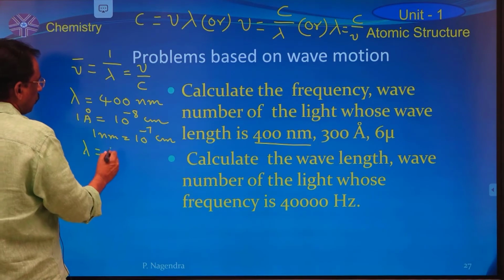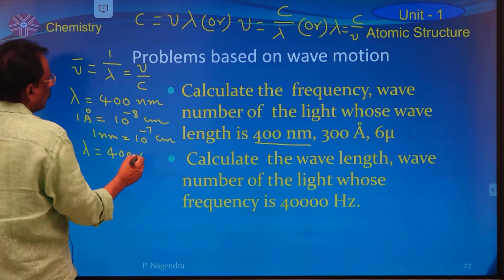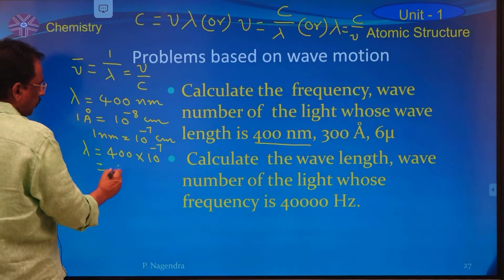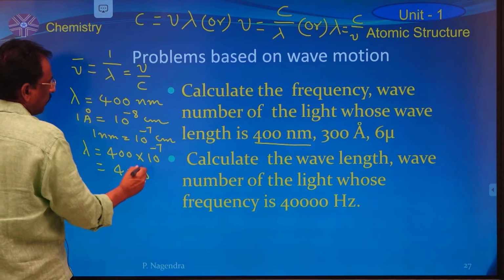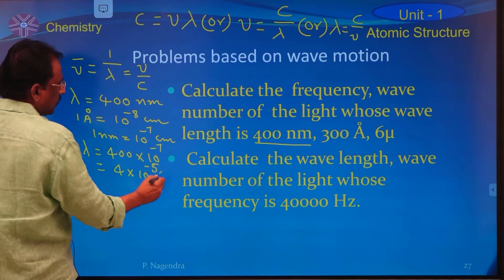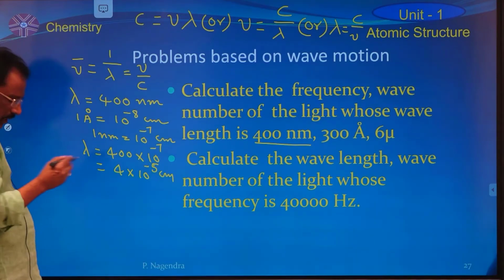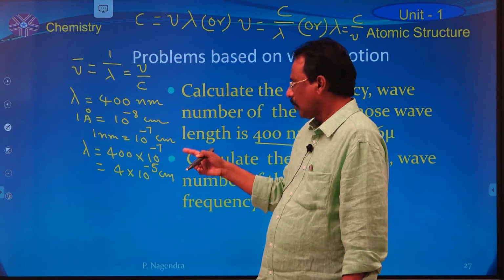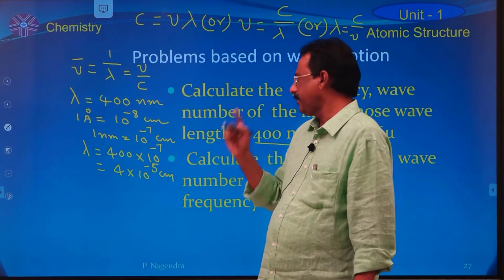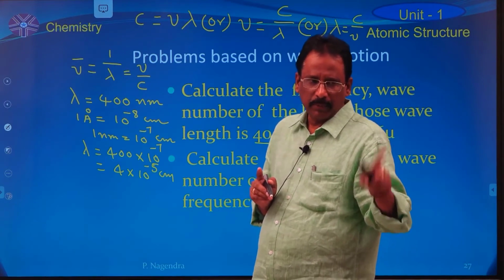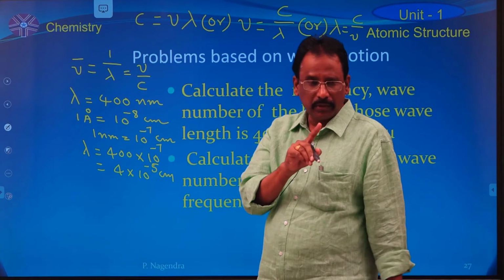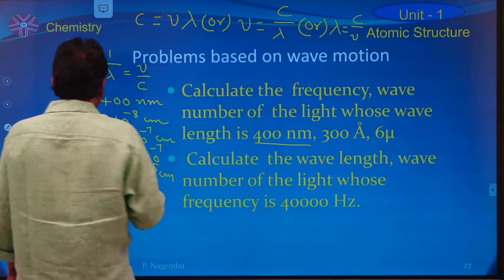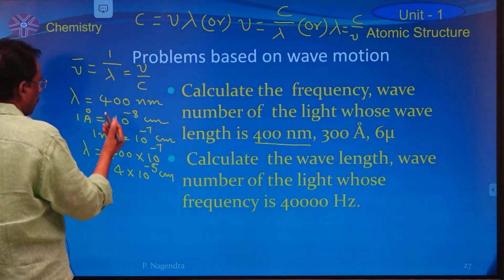So this is equal to 400 into 10 power minus 7, which is 4 into 10 power minus 5 centimeters. So 400 nanometers is equal to 4 into 10 power minus 5 centimeters. Each and every student should remember how to convert nanometer into centimeter: 1 nanometer is equal to 10 power minus 7 centimeters. Now apply the formula to calculate frequency.